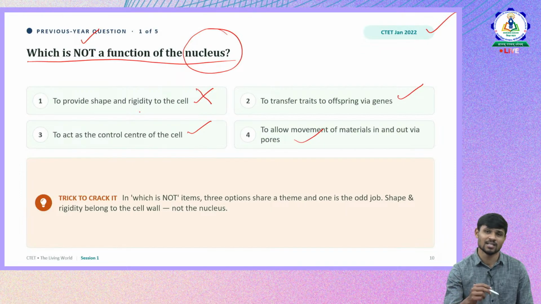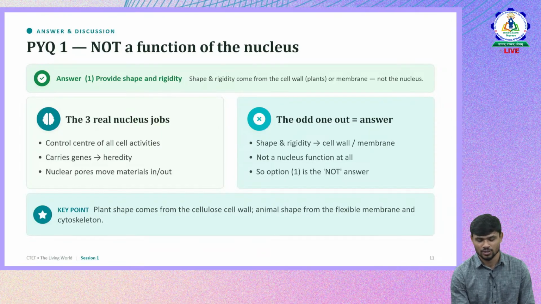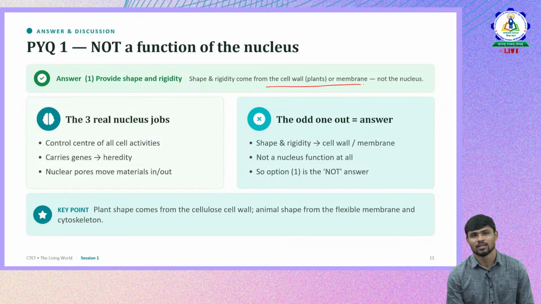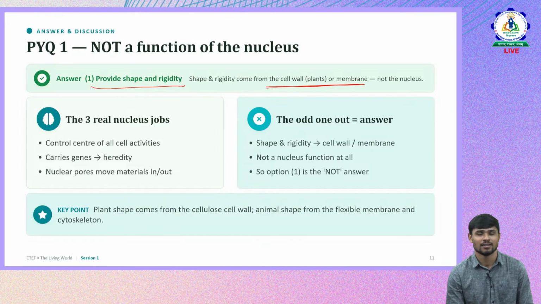The nucleus is present inside the cell. It's not the whole cell, it is present inside the cell. So what provides the shape and rigidity to the cell then? It is the cell membrane that provides shape and rigidity to the cell. In plant cells, the cell wall also acts. In animal cells, it's the membrane. It's actually the cell membrane, but plant cells have a cell wall, so that also helps provide shape and rigidity. So this is not the function of a nucleus, whereas it is a function of a cell wall.